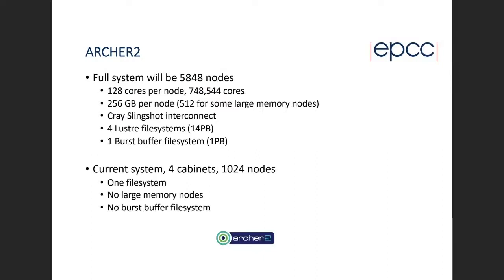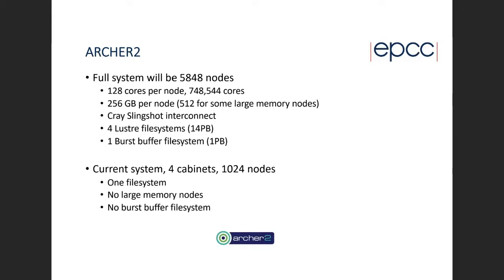So the full Archer system, when it comes on stream, will be just short of 6,000 nodes with 128 cores per node. So it's just short of 750,000 cores. So these nodes have 256 gigabytes of memory with a few large memory nodes with double that. It has the Cray Slingshot interconnect and assorted file systems.